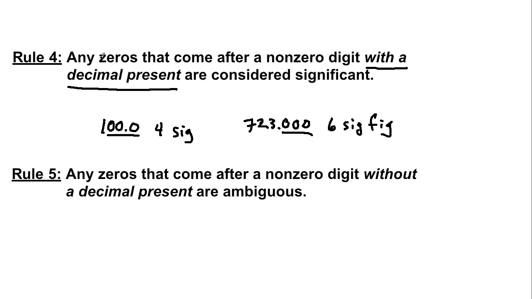All right, so again, any zeros that come after a non-zero digit, so you see we have a non-zero digit first, these zeros come after that, and a decimal point is present, you see it. And this can even be when you have something like this, 6,000 with a decimal and there's no zero after it. These would still be considered significant in a case like that, okay?